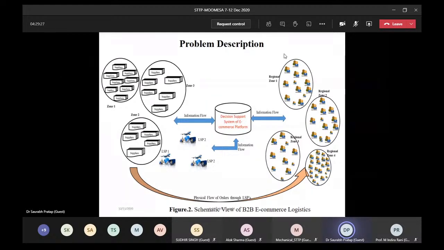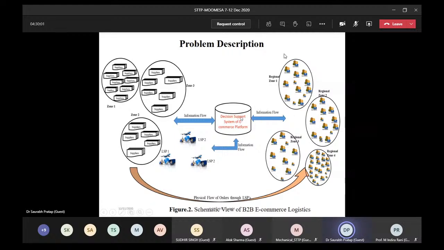Decision support system means sharing the details, the cost of the product and the variety of the product. They share the information, and after that, whenever the customer sees the product price on the decision support system or the online e-commerce platform and wants to buy a product, they just purchase it through the decision support system. There will be some information flow between the customer and the decision support system.